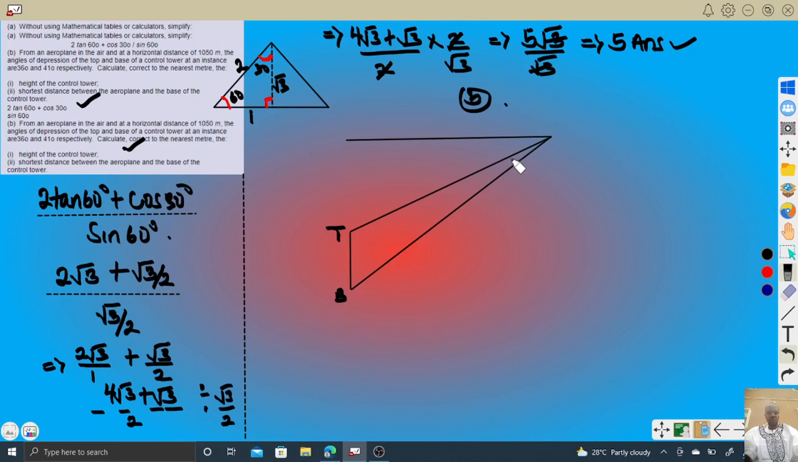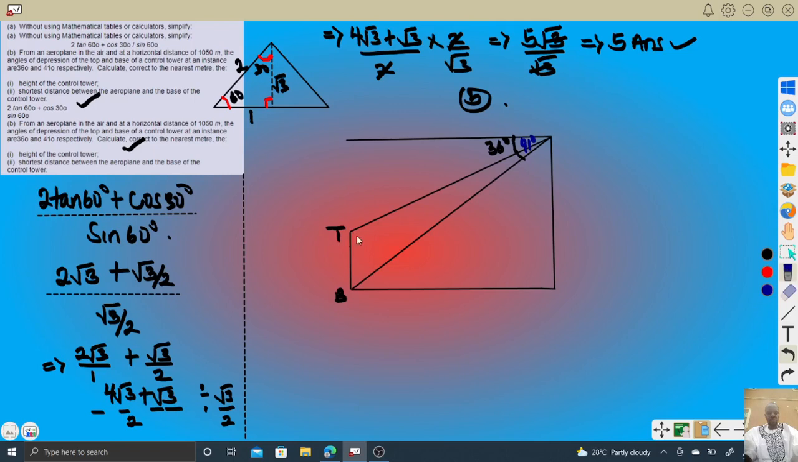The angle of depression of the first one is 36, from here to here. You can also draw the base so that you have a right angle triangle. The horizontal side must be parallel, so the distance at the top must be the same as at the base. I'm trying to draw a good diagram for you. The second angle, to the base, is 41. So this angle here is 41.